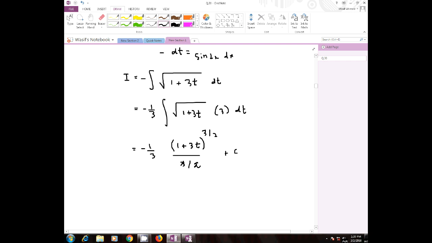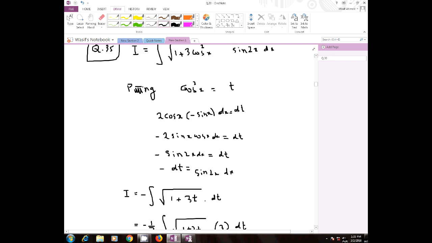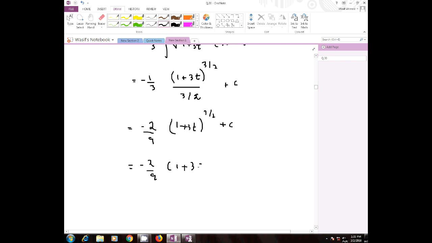3 gets cancelled, no sorry, it does not get cancelled. 2 gets onto the numerator, so we have minus 2 divided by 9, 1 plus 3t whole raised to the power 3 divided by 2 plus a constant of integration. Minus 2 divided by 9, 1 plus 3, instead of t we have cos square x, whole raised to the power 3 divided by 2, plus constant of integration. Let me check this answer.